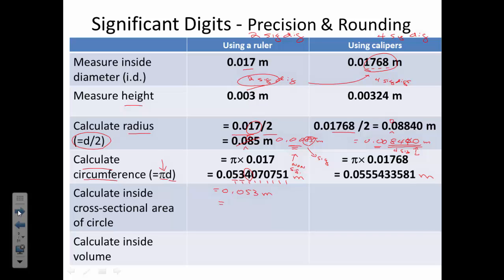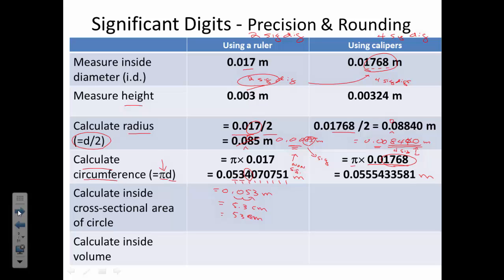Which, of course, if you want to convert this to centimeters, I can move the decimal place over twice, which is 5.3 centimeters. So if you wanted to convert it to millimeters, it's 53 millimeters. So that's the circumference of my limb. All right. Now, in the right case here, I used my calipers, which has 4 significant digits. And so now when I multiply pi times the diameter, I get 0.055543358 meters from my calculator because it uses a precise value of pi.